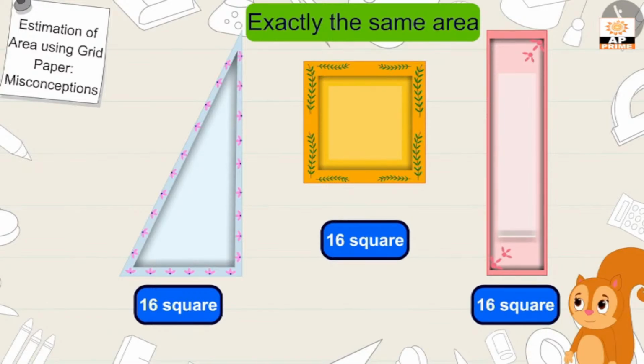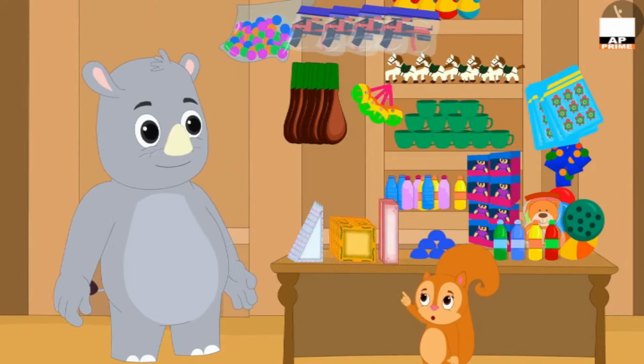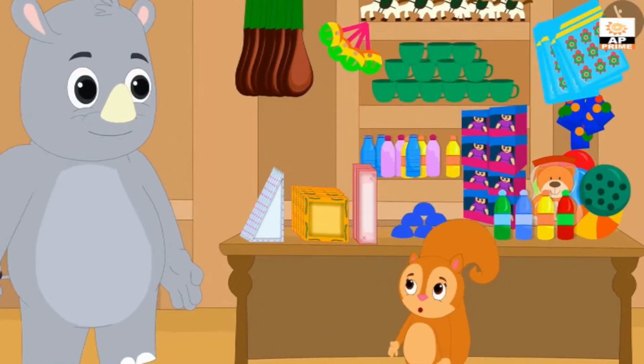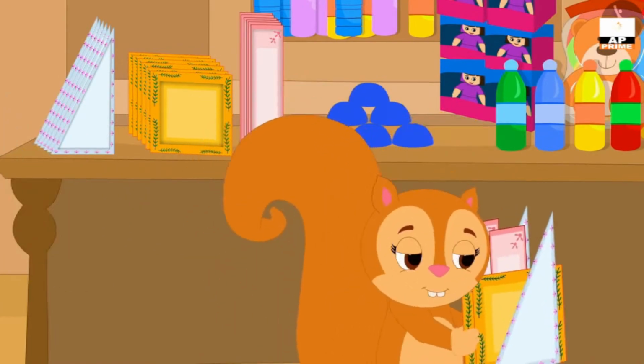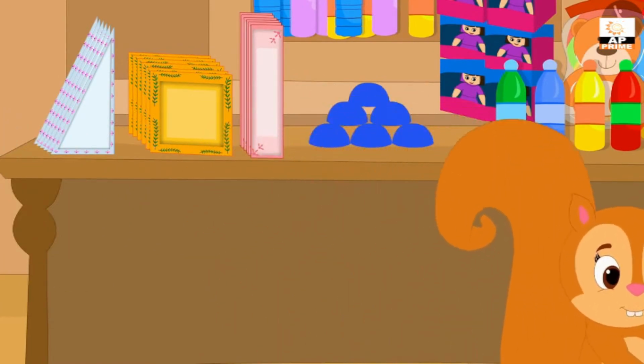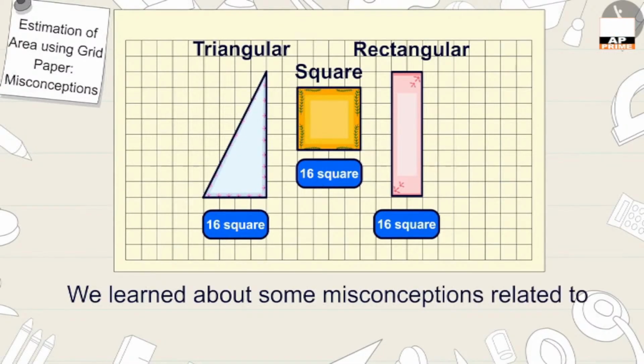Chanda said to Gaggu, "The plates of these three shapes are very beautiful. Give me plates of all these three shapes," and then bought plates of all three shapes from Gaggu. Children, in this video, we learned about some misconceptions related to estimating area using grid paper.